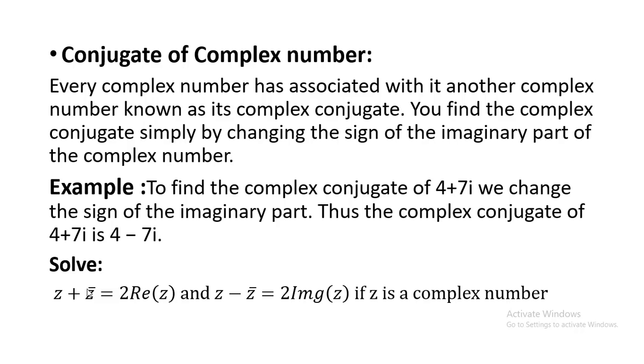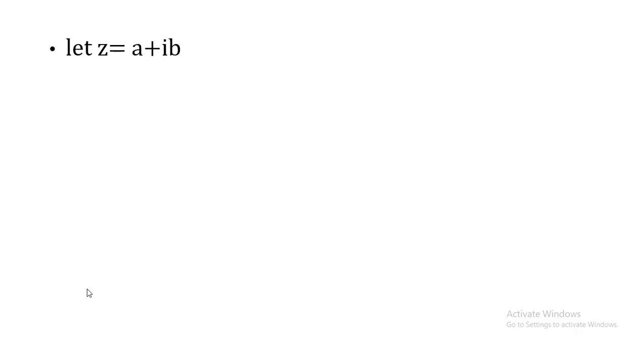So here it says that if I take a number z and I take its conjugate as well, then if I add them, the result will give me twice the real part. And if I subtract those two things, that is, the complex number itself and its conjugate, it will give me twice the imaginary part. So how is this done?